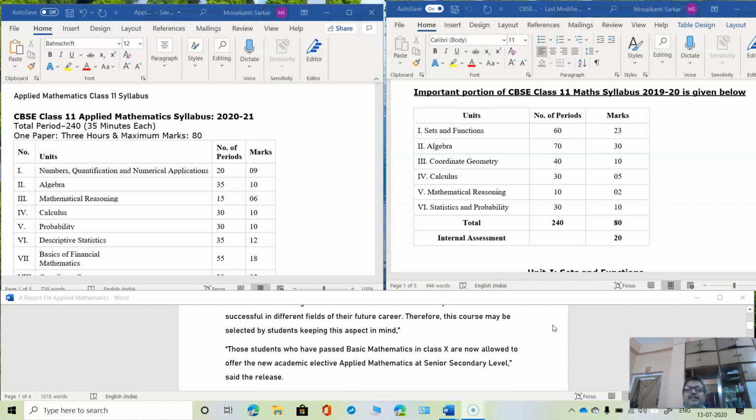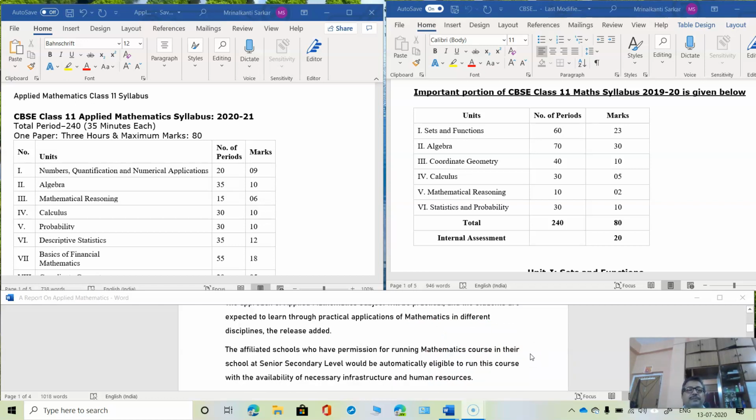Students who have passed basic mathematics in class 10 are now allowed to offer the new academic elective applied mathematics at senior secondary level. You all are familiar with this class 10 basic mathematics course. The approach of the applied mathematics subject will be practical, and the students are expected to learn through practical application of mathematics in different disciplines according to the release. The affiliated schools which have permission for running the mathematics course at secondary level would be automatically eligible to run this course with the availability of necessary infrastructure and human resources.